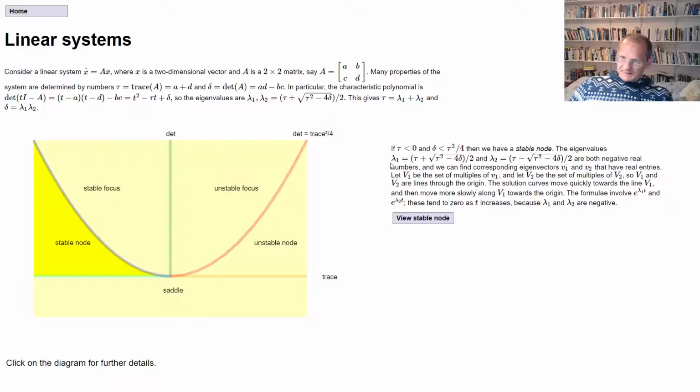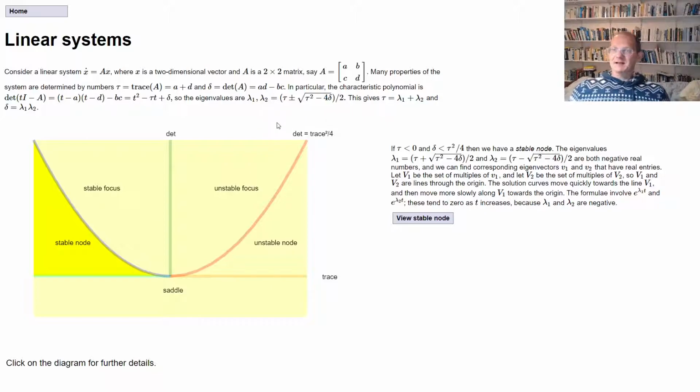But in this case, lambda 1 times lambda 2 is equal to delta, and delta is positive here. Remember, the horizontal line is where delta is 0. We're above it, so delta is positive. So lambda 1 and lambda 2 both have the same sign, either both positive or both negative.